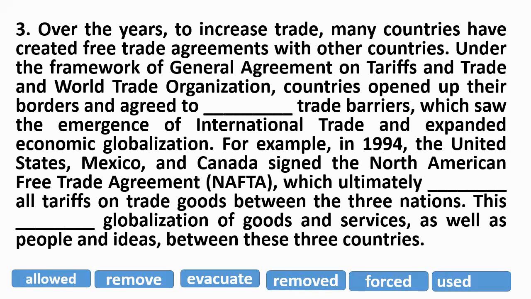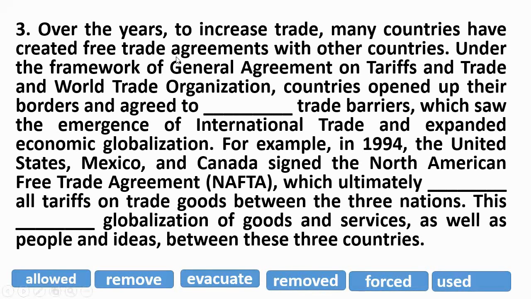Over the years, trade increased between many countries, so it is something related to trade. First sentence, you will always have to go through the first sentence, because this first sentence most of the times will be the introductory sentence, a topic sentence that gives us information about the rest of the paragraph.